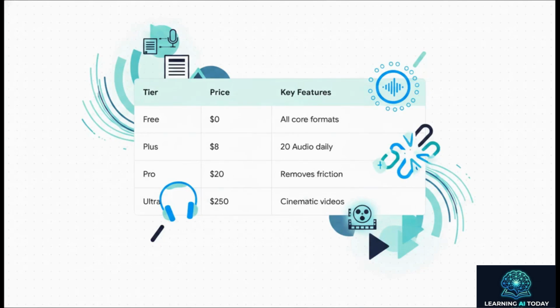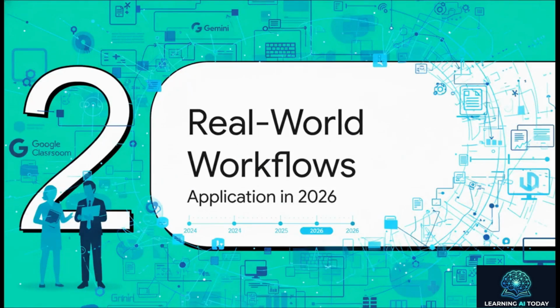So the absolutely crucial point to remember on pricing is this. The free tier is unusually generous. Start there, for sure. You get all the core formats, there are no time limits, and you can make up to 100 notebooks. If you're a really heavy student, the Plus tier at $7.99 gives you 20 audio overviews every single day. Daily professionals will probably want to grab the Pro tier at $19.99 to basically remove all friction. And of course, enterprise teams can scale all the way up to Ultra for that cinematic video rendering and massive context windows.